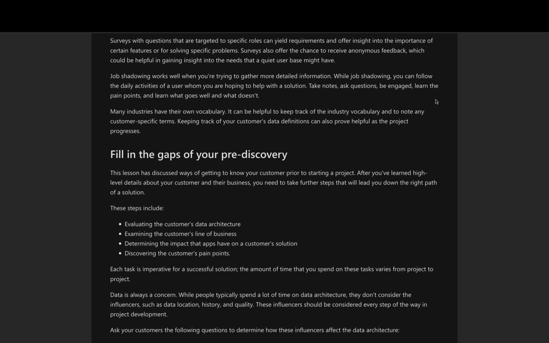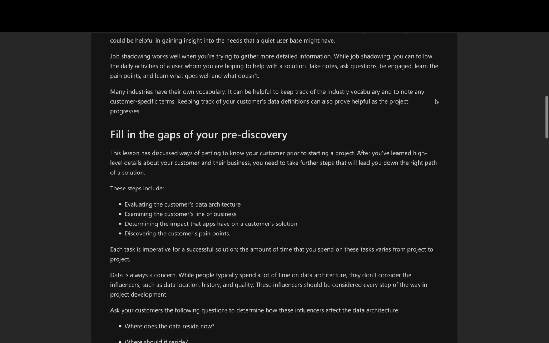Many industries have their own vocabulary. It can be helpful to keep track of the industry vocabulary and to note any customer-specific terms. Keeping track of your customers' data definitions can also prove helpful as the project progresses.